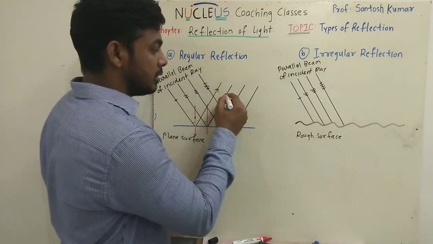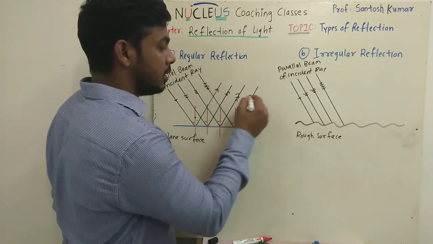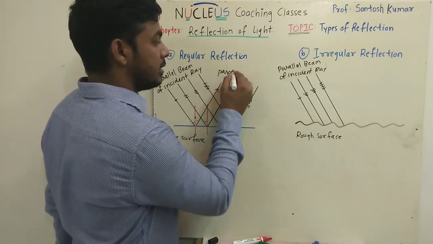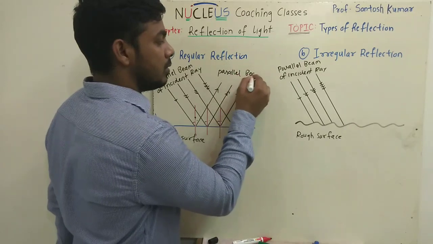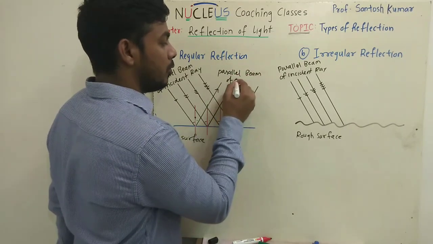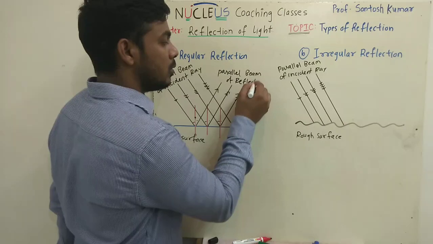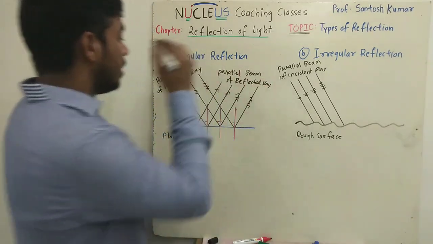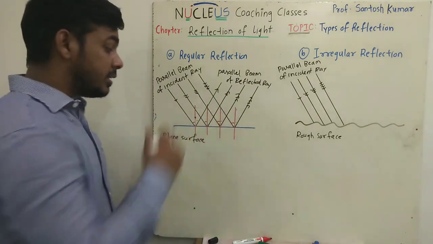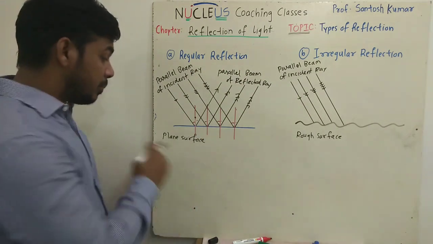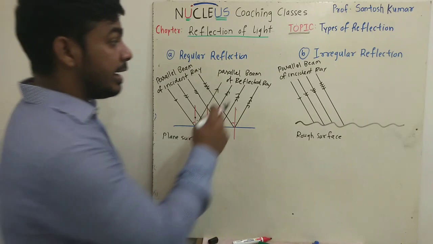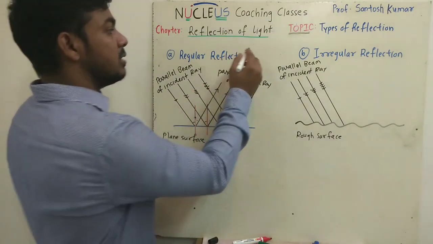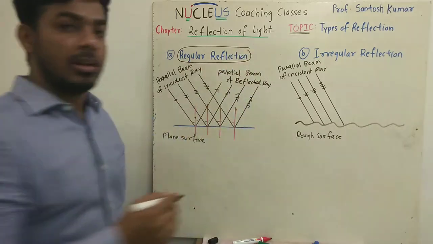So this is the first ray, this is the second, this is the third, and this is the fourth, and this again we get as a parallel beam of reflected rays. So whenever a parallel beam of incident rays strikes a highly polished plane surface, we get a parallel beam of reflected rays. Such a type of reflection is called regular reflection.